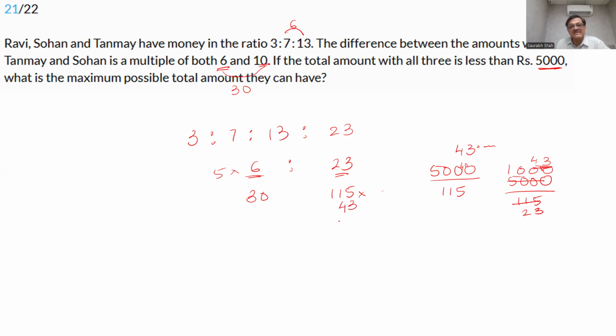So the maximum possible total will be 43 into 115. Again, keep multiplying. 3 into 5, 15. Carry 1. 3 into 15 is 3 into 15, 45. 3, 1, 3. 0, 4, 15, 60. 4, 1, 4. And you have 4, 9, 4, 5. The correct answer to be entered is 4945, 4,945. So not very lengthy.